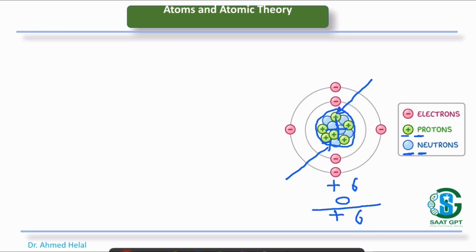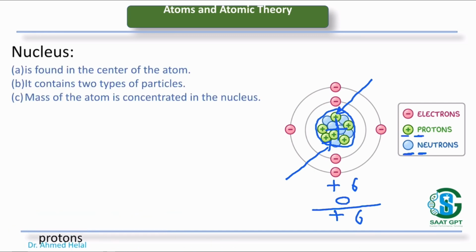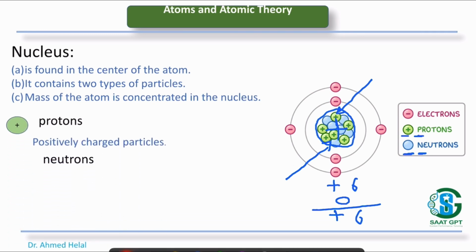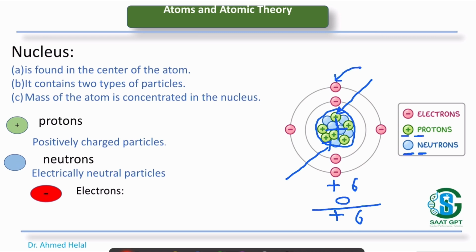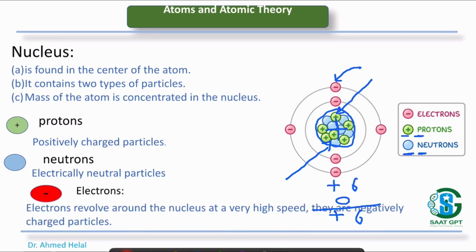The last particle we are gonna study here is, yes, electrons. Electrons are the red particles. Their charge is negative. They revolve at a very high speed. Their mass is negligible if we compare it with the mass of the nucleus, protons and neutrons. So the mass of the atom is concentrated in the nucleus.